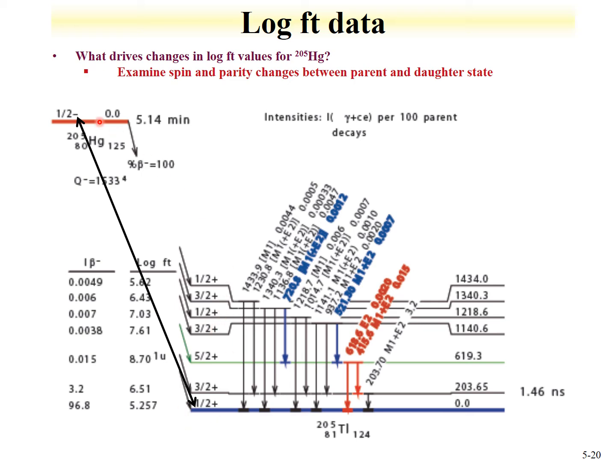We could go from this 1/2 minus to this 1/2 plus state. However, the energy transition is not the greatest. If we could have the same spin and parity, often the decay will be favored for the larger energy transition.